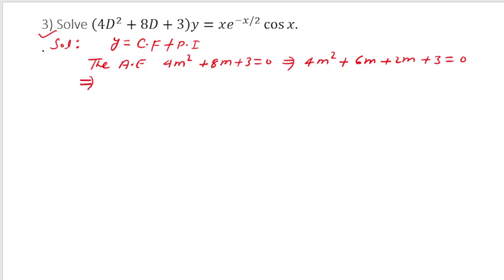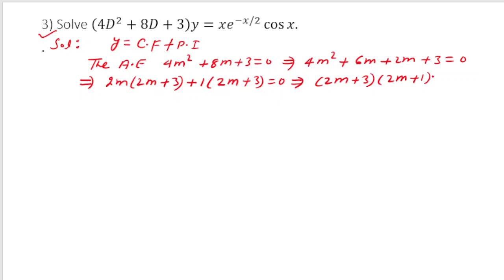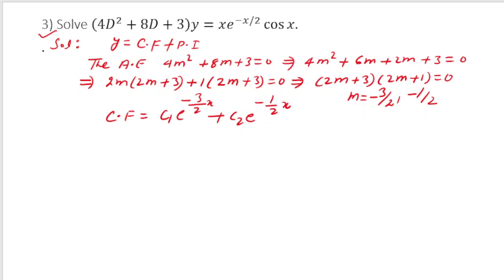Finding the root is very important and you should be very careful. I can take 2m common and I will get 2m plus 3, and from the next two terms I can take 1 common, I will get 2m plus 3 is equal to 0. So I can write (2m plus 3)(2m plus 1) is equal to 0. The m values we have got are minus 3 by 2 and minus 1 by 2. So the complementary function will be c1 e to the power minus 3 by 2 x plus c2 e to the power minus 1 by 2 x.